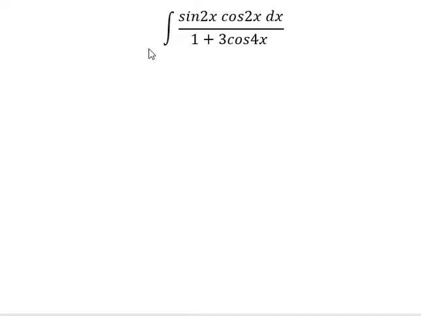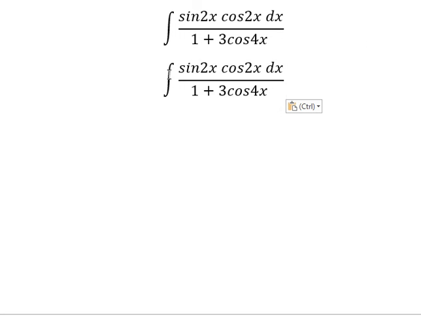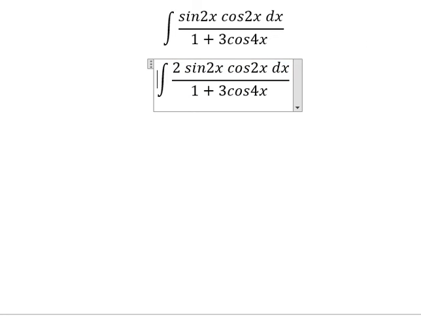The topic today is about integration. So now I will show you how to answer. I will put number 2 on the numerator and denominator.